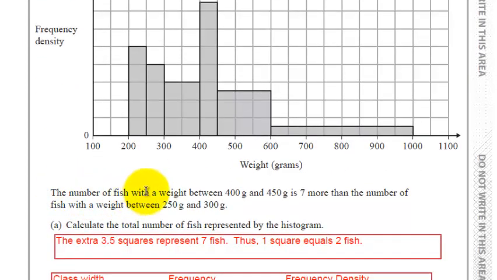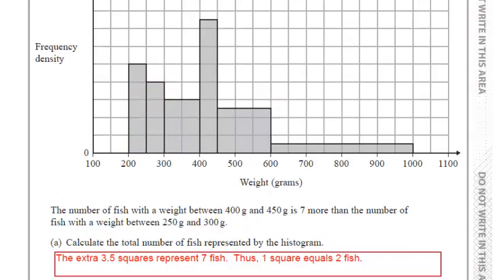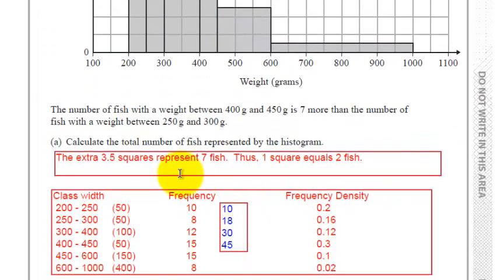The number of fish with a weight between 400 grams and 450 grams is 7 more than the number of fish with a weight between 250 grams and 300 grams. Okay, between 250 and 300 grams is 4 squares. Between 400 and 450 grams is 1, 2, 3, 4 squares, so they're equal there. So these final 3.5 squares represent 7 fish. So if 3.5 squares represent 7 fish, 1 square equals 2 fish.